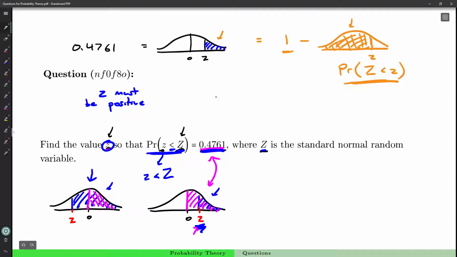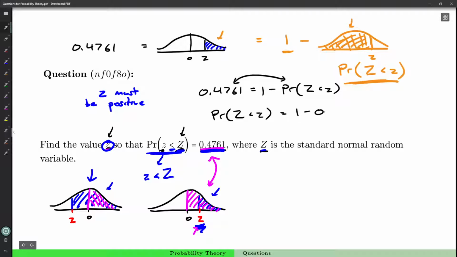So let's write it out. 0.4761 is 1 minus a probability that we can look up in the standard normal table. And we can rewrite this a little bit. We can swap these two around and say the probability that Z is less than the little z-score is equal to 1 minus 0.4761. Over here, I'll just quickly subtract. You can probably do it in your head. Let's see, 9, 3, 2, 5.